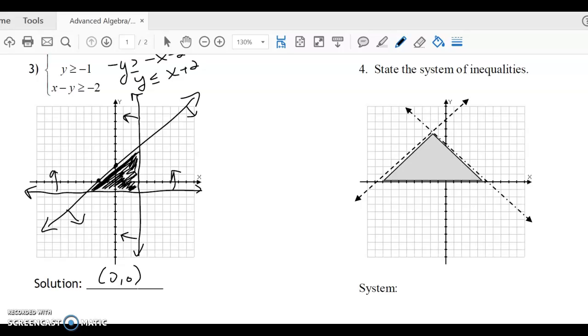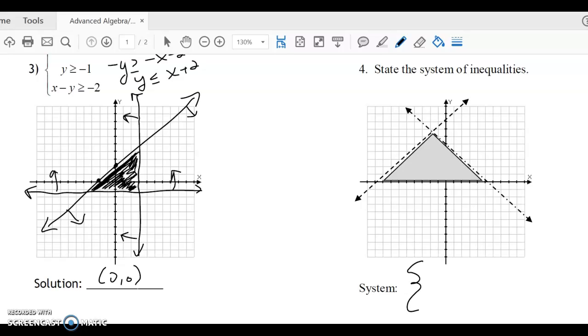But the solution itself is all of the shaded region, because any coordinate that's in the shaded region will satisfy both inequalities, or all 3 inequalities, depending on the problem. That would be a singular solution. So number 4, pause the video and see if you can figure out what the inequalities are that make up the shaded region. Okay, hopefully you've had a chance to do that.